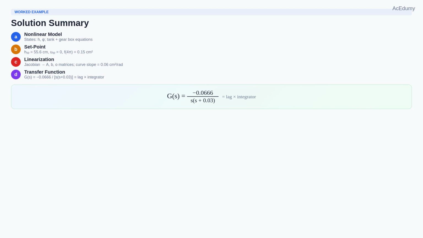The result is negative 0.0666 divided by S times S plus 0.03. This is a first-order lag times an integrator. 4 parts, 1 complete analysis, done.